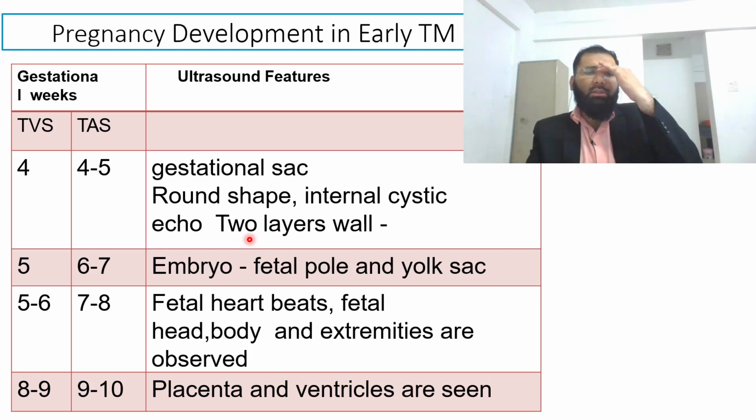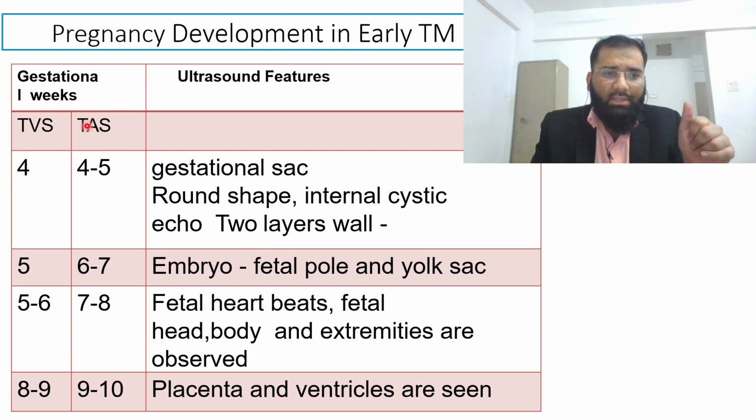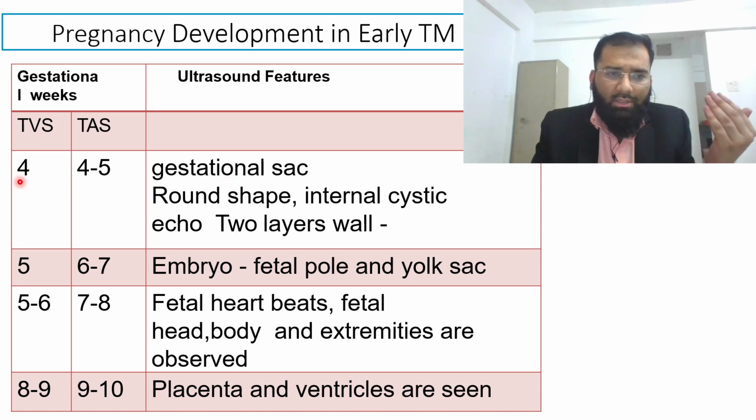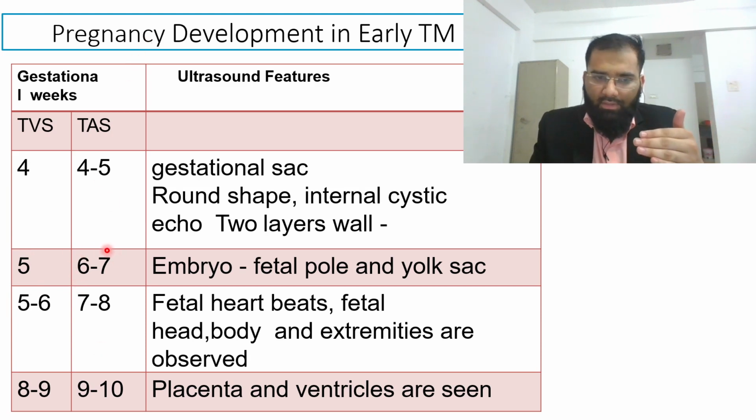Now, this slide I've added just to give you an idea. This is transvaginal scan, this is transabdominal scan. In transvaginal scan, the gestational sac can be detected much earlier, around early four weeks. But in transabdominal scan, it is detected 1 week later. So it takes time. Similarly, fetal pole and yolk sac can be detected on TVS by 5 weeks, whereas on transabdominal scan, the same thing is detected by 6 to 7 weeks.